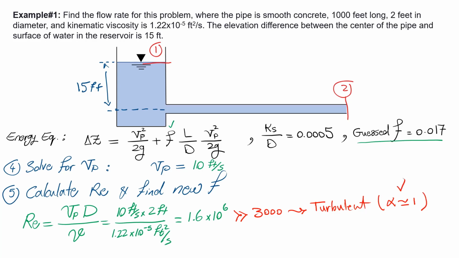Now, second of all, now that you have Reynolds number, so you have calculated Reynolds, and also you have K sub S over D. You can go to Moody and calculate a new F. And then we will compare this new F to our initial guess and see how they compare. And that's what I'm going to do in next slide.